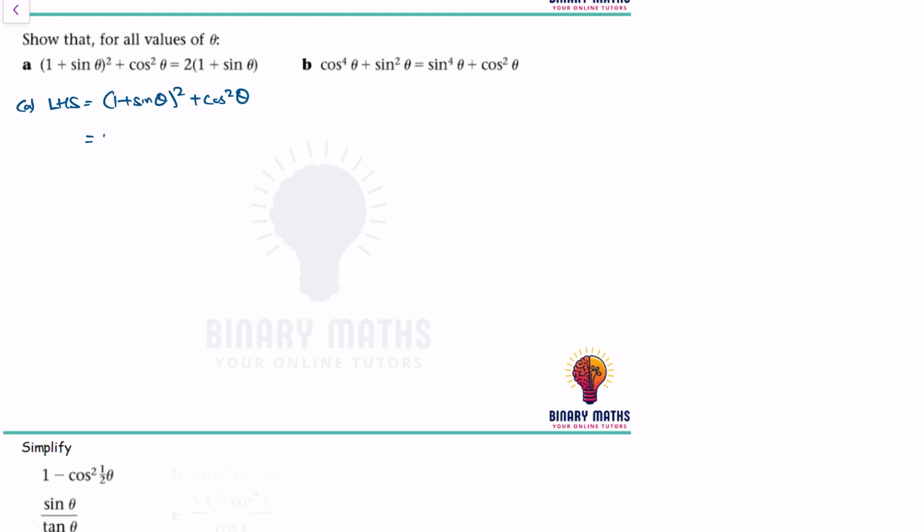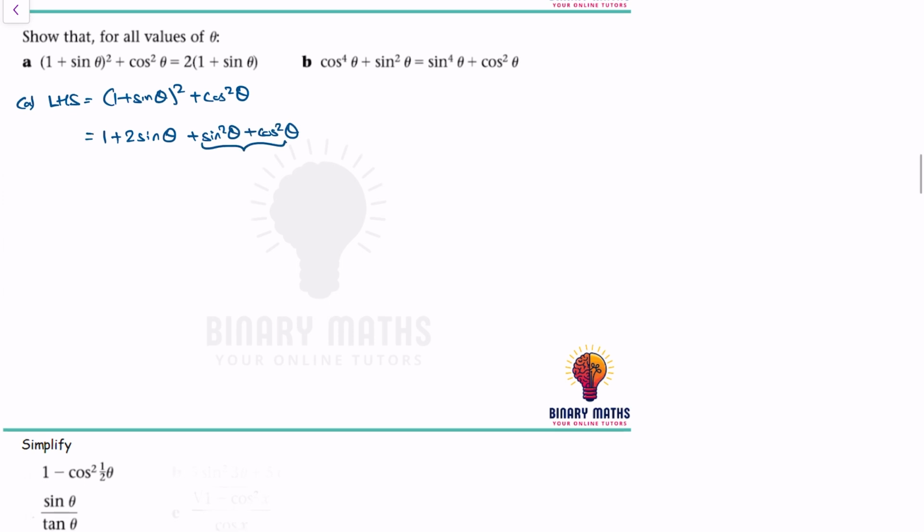which is equal to, when I expand the bracket, I get 1 plus 2 lots of sine theta plus sine squared theta plus cos squared theta. When I combine these two, they are equal to 1. So I get 1 plus 2 sine theta plus 1, using sine squared theta plus cos squared theta equals 1, which is equal to 2 plus 2 sine theta. When I factorize out the 2, I get 1 plus sine theta in the bracket, which is equal to the right hand side.